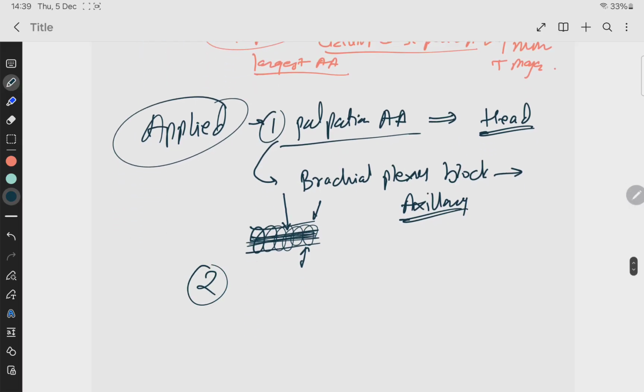Second, this is the major artery which supplies the axilla, so it may get ruptured or torn in case of injury to the axilla. Okay, so that is the second important part related to the applied anatomy of the axillary artery. Okay, so that is what the applied part of the axillary artery is. Okay, so this much you have to write for the axillary artery.